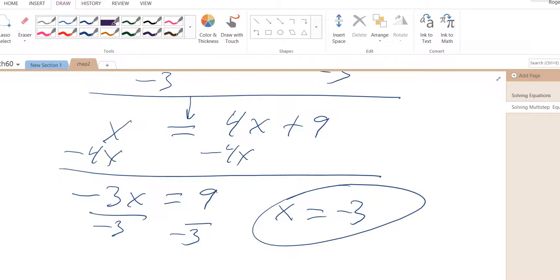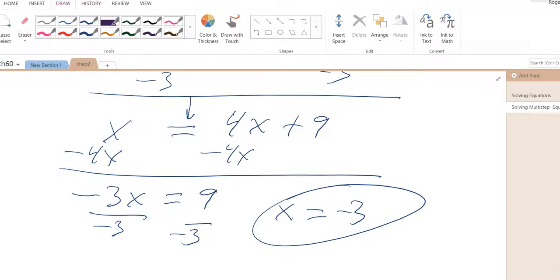Desmos. No. Yes. No connection. No connection.